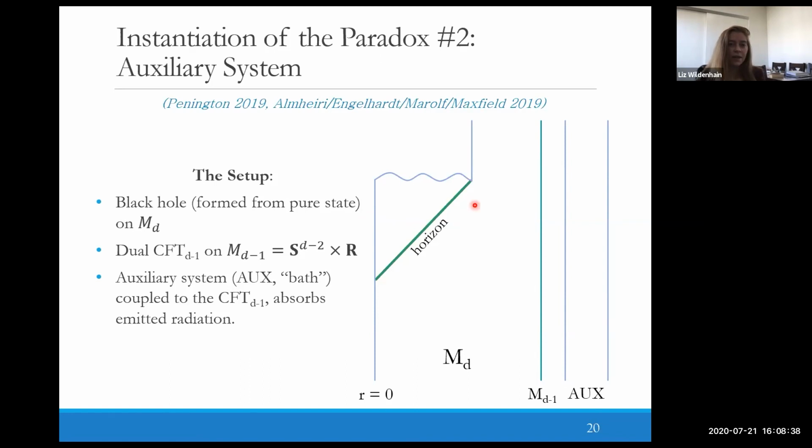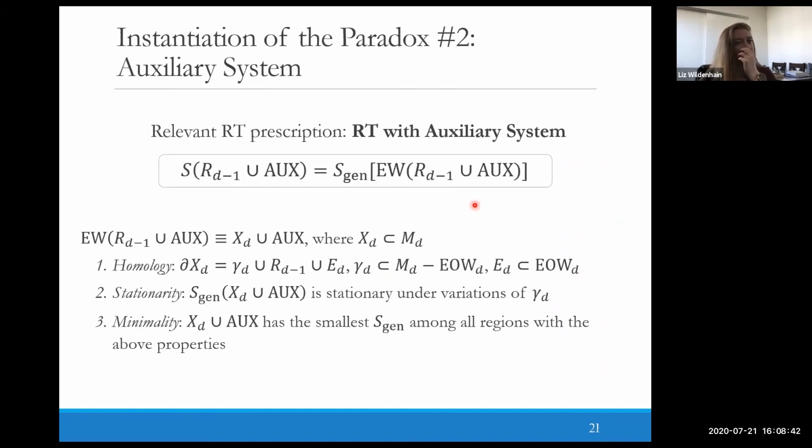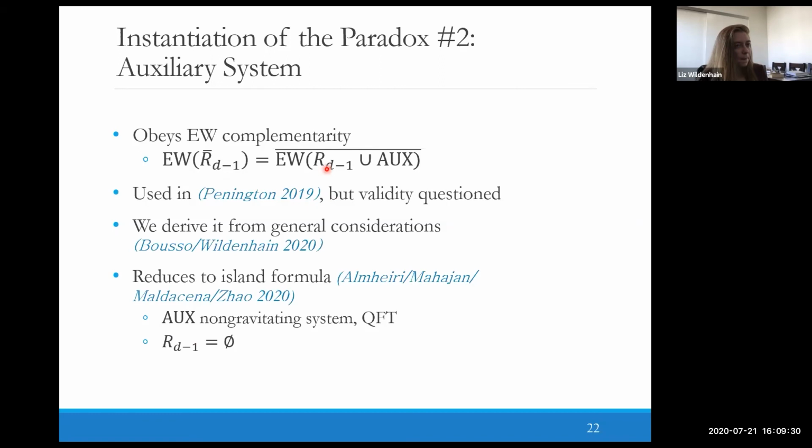Now, because we have this introduction of an auxiliary system, we need to modify our RT prescription slightly to extend it to apply to cases where we have an auxiliary system. So we want to use an RT prescription that lets us compute the entropy of some region in the auxiliary system, because that's where the radiation is, and the boundary region, using bulk quantities. And again, the appropriate prescription involves finding the entanglement wedge, and this prescription has its own version of homology, stationarity, and minimality conditions. A main important difference is that the entanglement wedge of the auxiliary system includes the auxiliary system itself. This prescription was used in the original papers, but the validity was questioned.